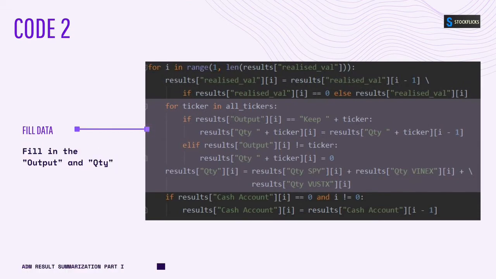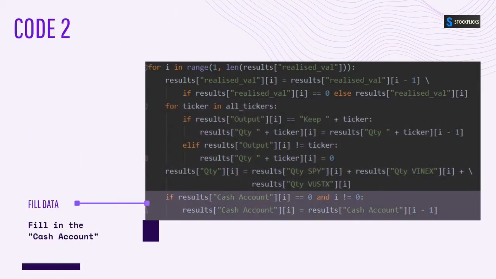For all tickers, if the output is the same as the previous one, which means we are keeping the ticker choice, then the quantity will not be changed. Otherwise, if the output is not a given ticker, then the quantity will be 0. The total quantity is the sum of the quantity of the 3 tickers. Similar to realized value, the cash account will be the same as the last period if it is 0.